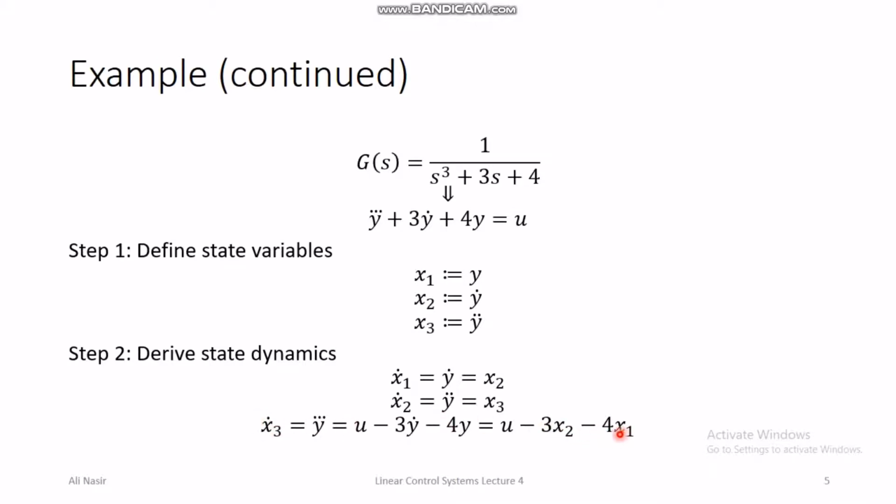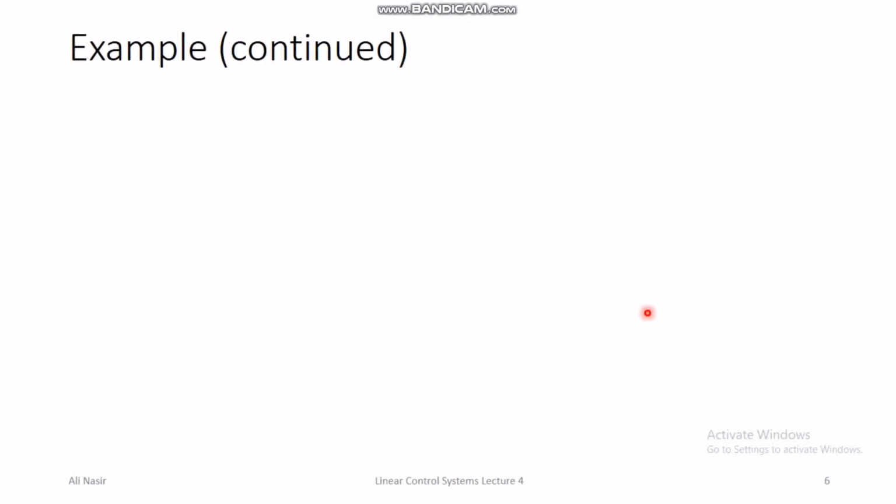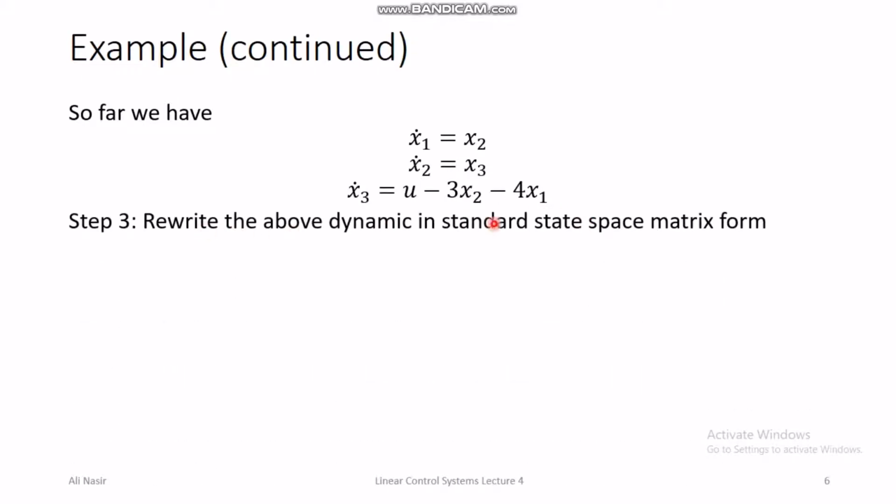So we have derived the dynamics of all three state variables, and you can easily see that these dynamics fully capture the dynamics of the system represented in the differential equation or the Laplace transform, because it captures up to the y triple dot. Then so far we have x1 dot equal x2, x2 dot equal x3, and x3 dot equal u minus 3x2 minus 4x1. The final step is to rewrite these dynamics into the matrix form.